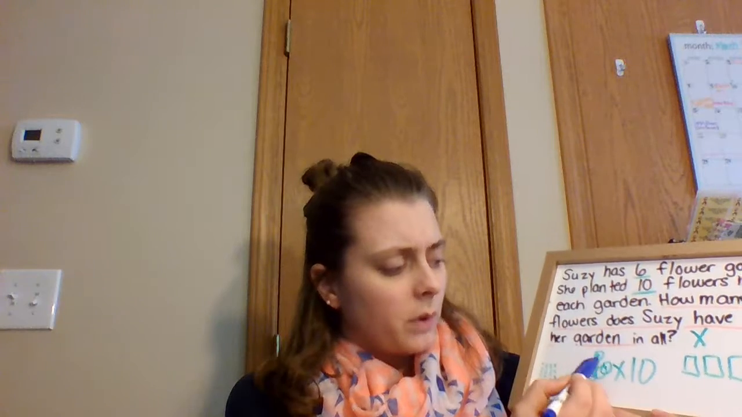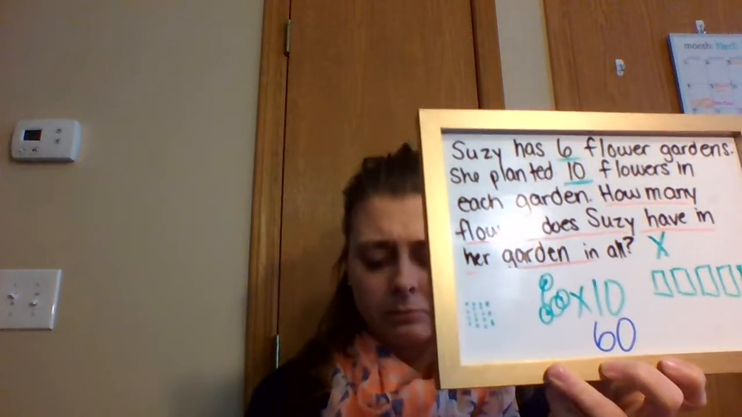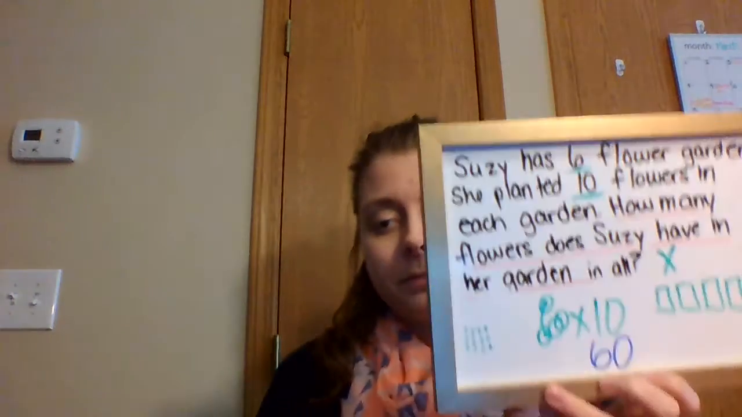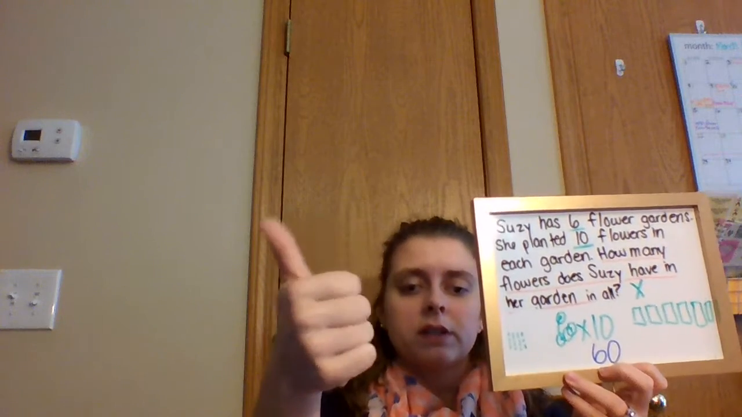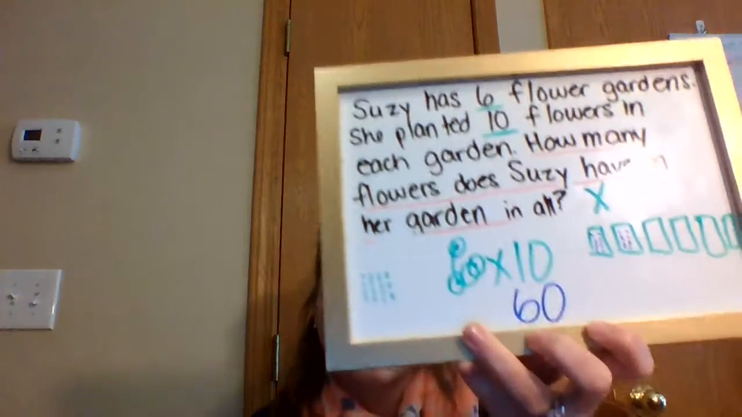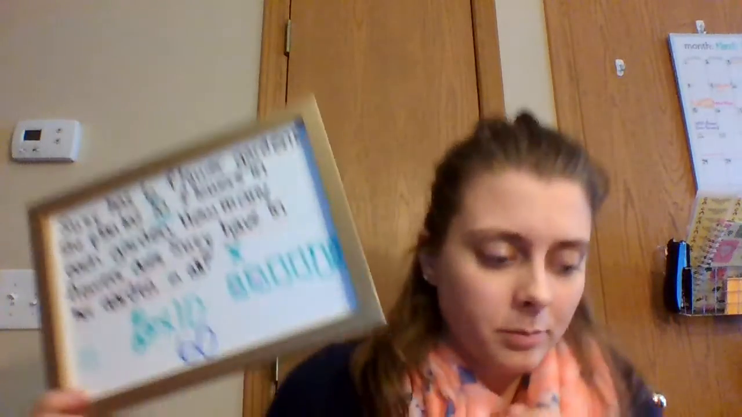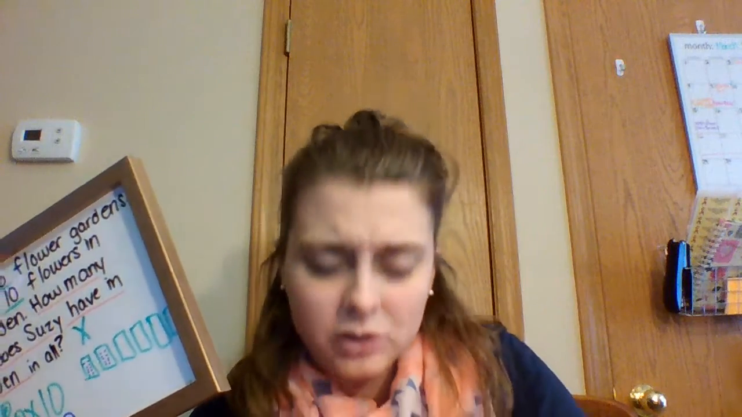10, 20, 30, 40, 50, 60. 60. Okay? You could have also just done skip counting by tens. 10, 20, 30, 40, 50, 60. And if you would have drawn your flower gardens, you could have counted all the dots. Okay? Multiple strategies all get the same answer. So 60.